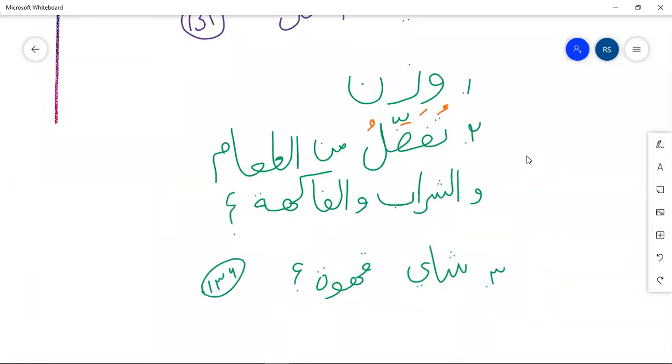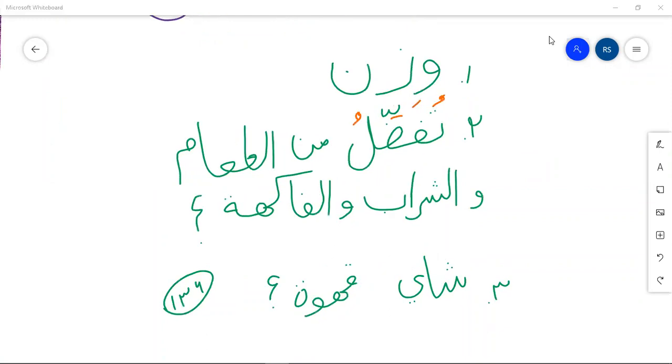Miss Reema, ask Satya, what is your weight, body weight? Ma wazanuki? Okay. Wazani khamsuna kilan. Okay, ask her the same question. Ma wazanuki? Wazani sabuna kilan. Okay. What do you prefer from the food? The dishes.